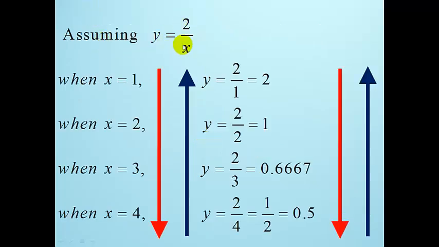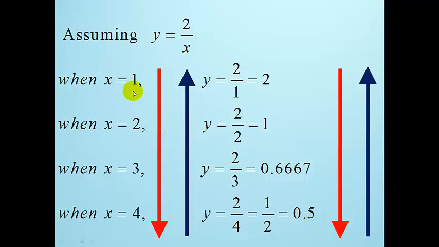Now, assuming y is equal to 2 over x, when x equals 1, it means that wherever we see x, we substitute 1. And in doing that, when x equals 1, y will be equal to 2 over 1. That is 2. When x equals 2, y will be equal to 2 over 2, and the answer is 1. When x equals 3, y will be equal to 2 over 3, and the answer is 0.6667. When x equals 4, y will be equal to 2 over 4, which is equal to 1 over 2, and the answer is 0.5.